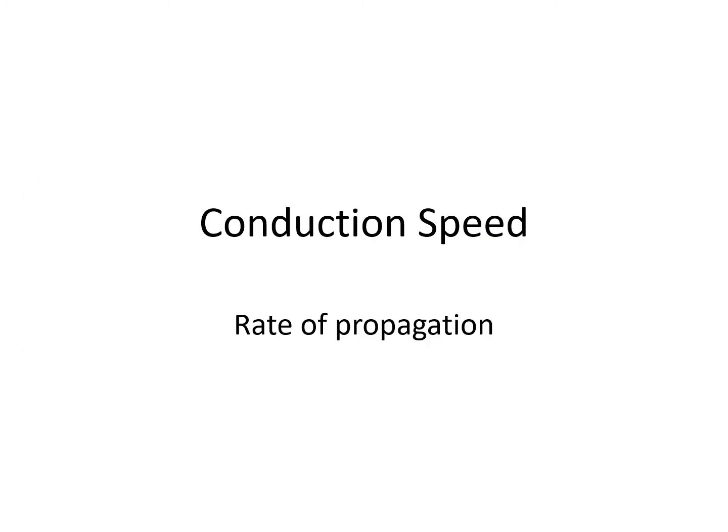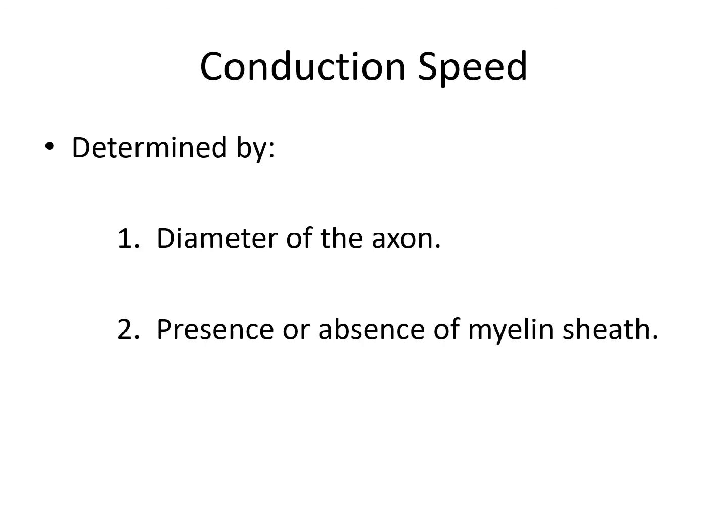Now, not all neurons propagate action potentials at the same time, or at the same rate. They have different rates of propagation. Now, the conduction speed is determined by two factors. One is the diameter of the axon, and the other is the presence or absence of the myelin sheath.